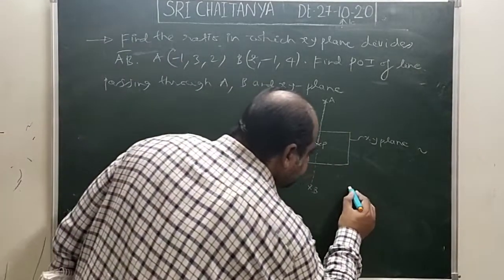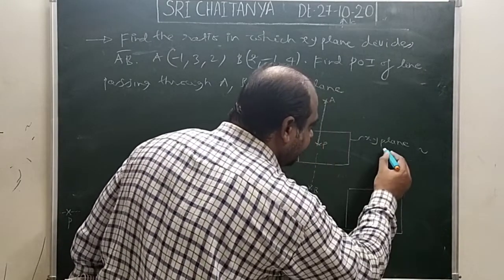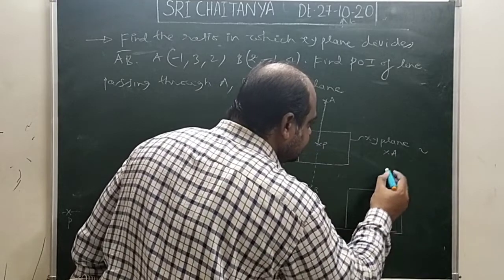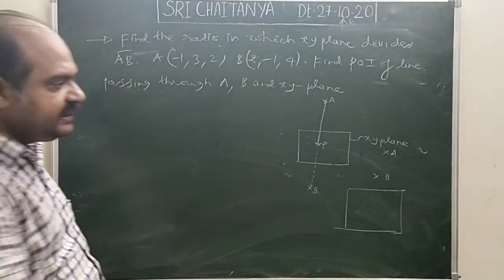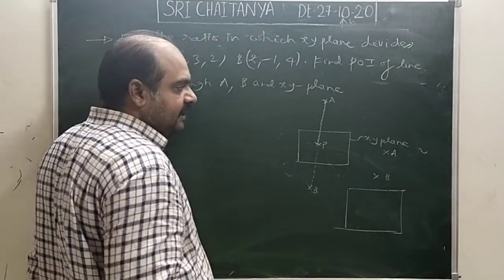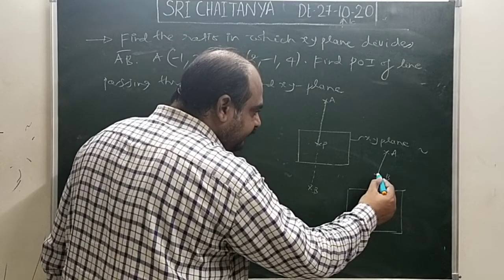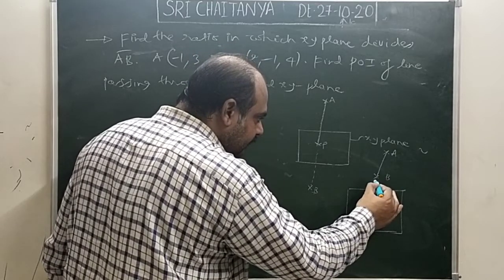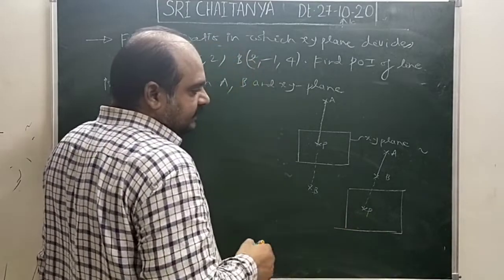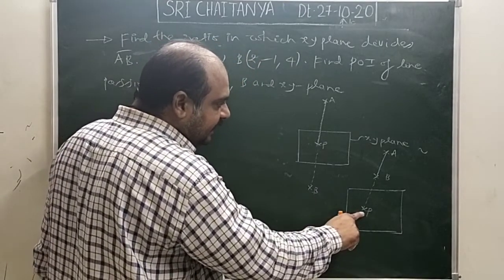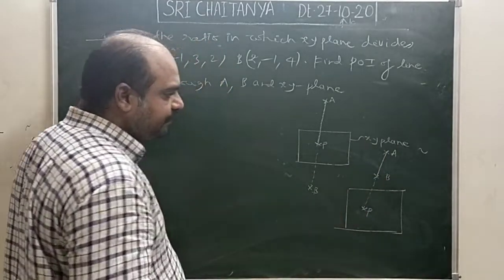Suppose they lie on the same side, say your paper is here, and A and B are both on the face side. If you join them and extend this line, it will intersect the plane at P. That means P divides the line joining AB externally in the ratio AP is to PB.